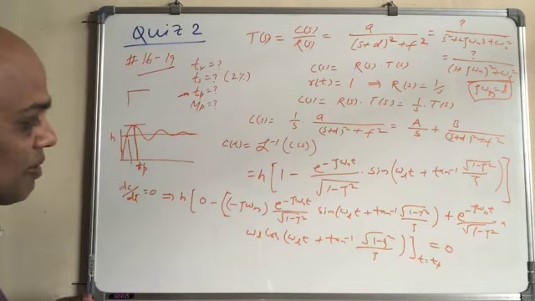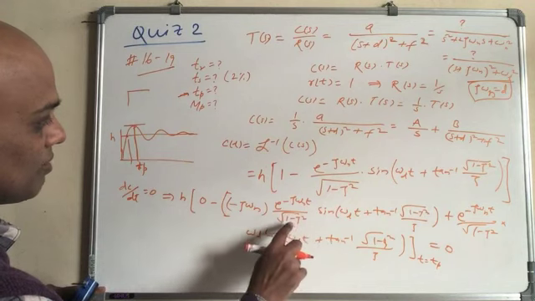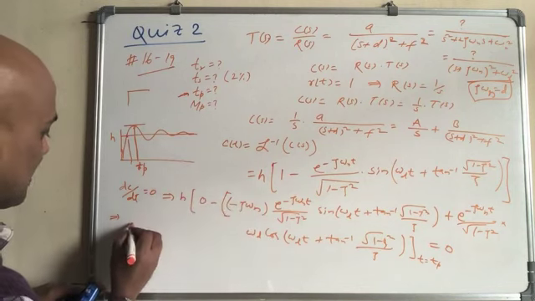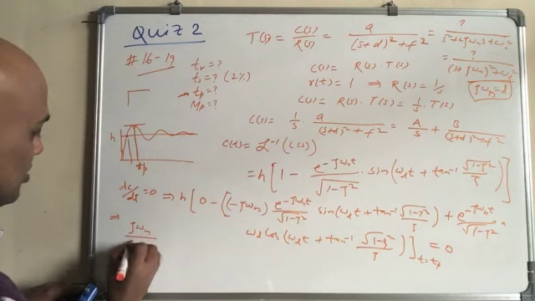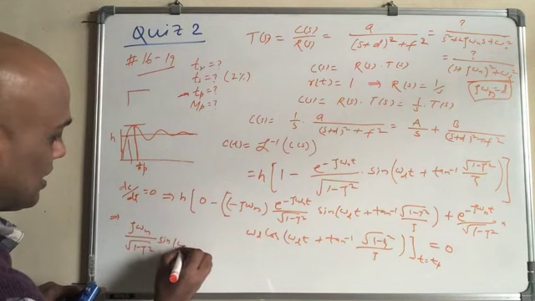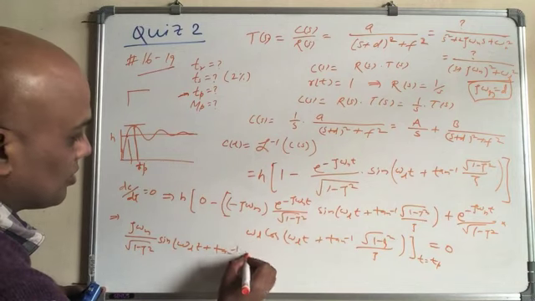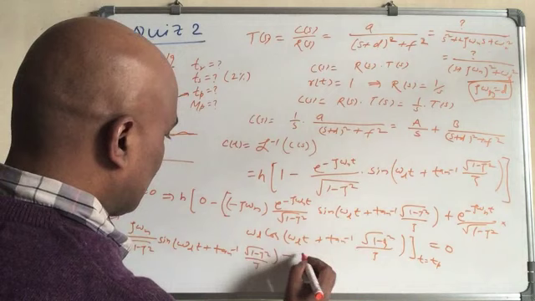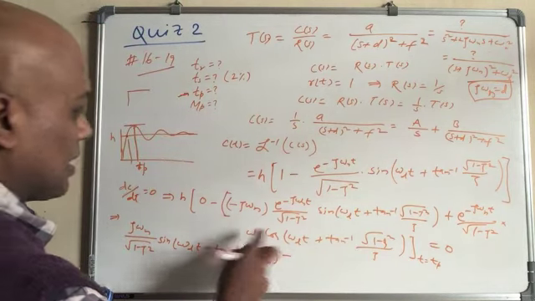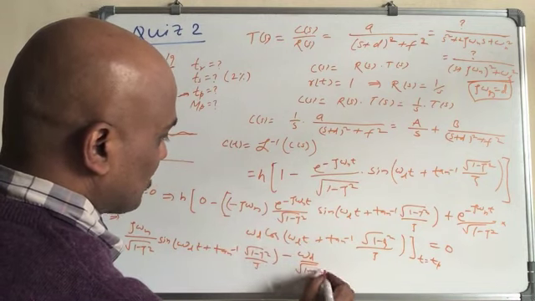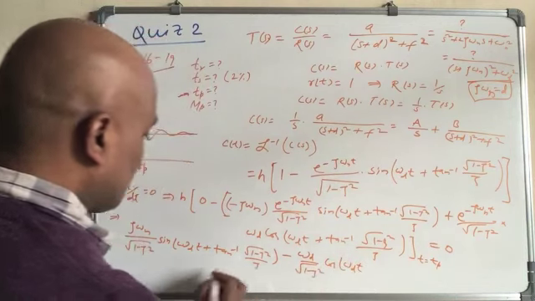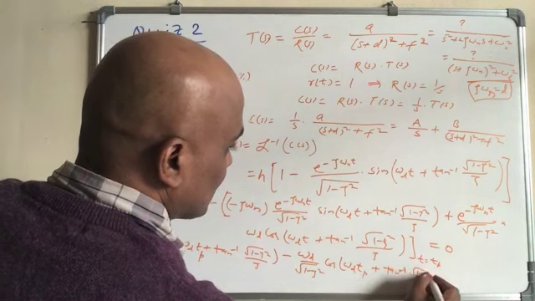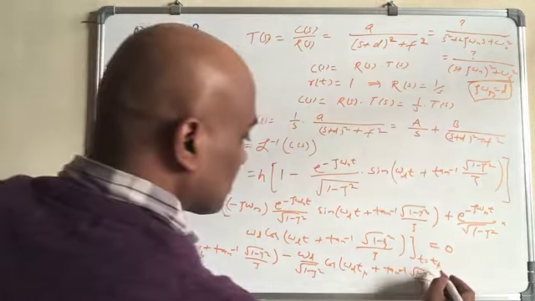So what will we have? Simply, we will get minus plus, so we get zeta omega n divided by root 1 minus zeta square, sine of omega d t plus tan inverse root 1 minus zeta square over zeta. And here it will be plus, this will be minus, so minus, and then in this case we get omega d divided by root 1 minus zeta square and then cos of omega d t. So we write t_p right here, so plus tan inverse root 1 minus zeta square over zeta. Okay, so this is equal to 0.